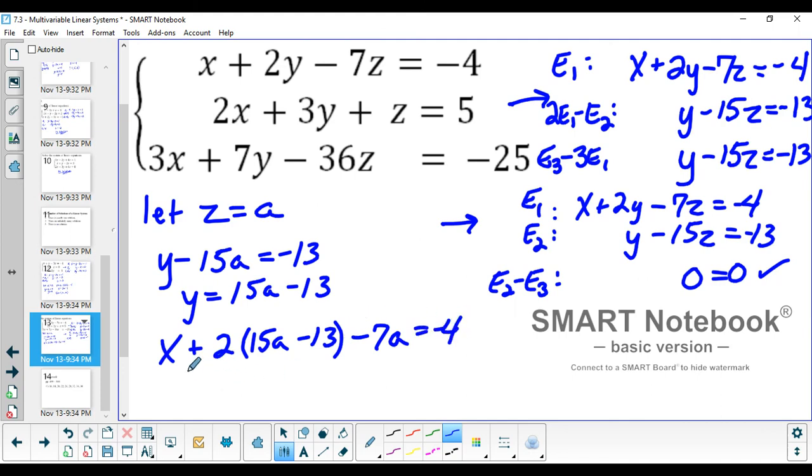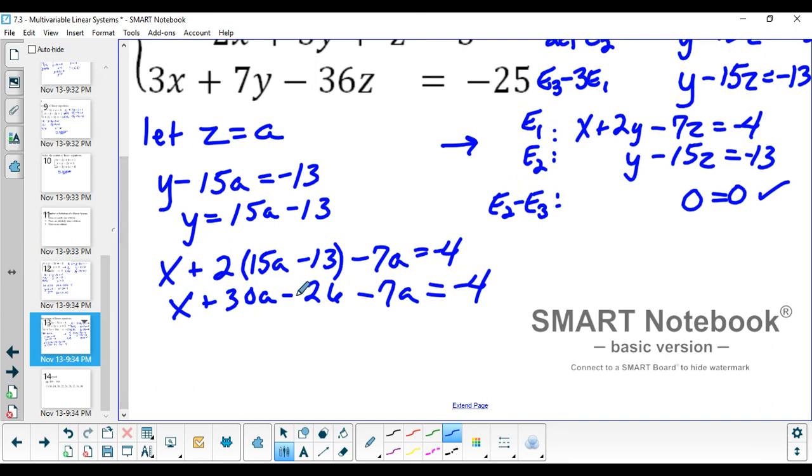So now I just simplify and solve this for x. So x, this is going to be plus 30a minus 26 minus 7a is equal to negative 4. So 30a minus 7a is 23a. So x plus 23a, if I just add 26 to both sides, is equal to 22. So x is equal to, I subtract 23a from both sides, negative 23a plus 22.